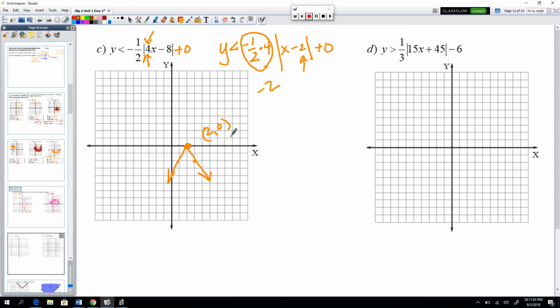Now, this graph is upside down. It's got a down 2 over 1 kind of quote-unquote slope to it. It was shifted right. But let's not forget, we're dealing with a less than. If we're dealing with a less than, we need to go back and make this a dashed line.